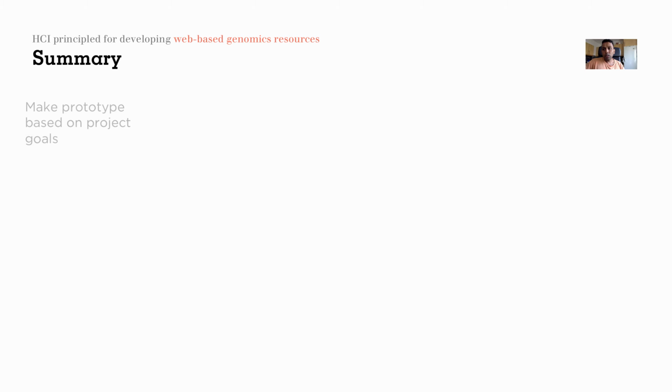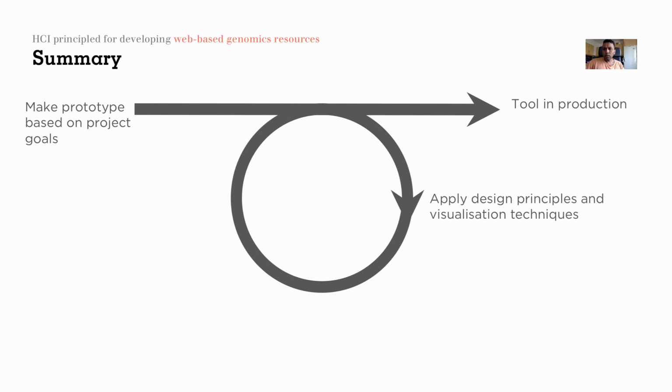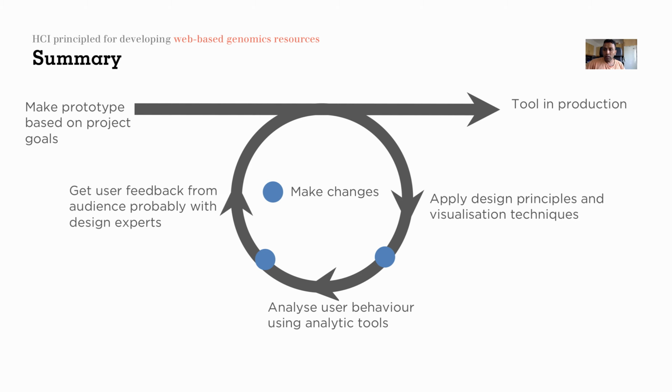As a summary, first start with the prototype. Our goal is to make the production version of the tool. Along the way, we follow these steps. First, apply the design principles and visualization techniques and make some changes. Then, analyze our tools or prototype with different analytics tools and make some changes, and then get feedback from design experts and again make some changes. If the real world users are happy, we make it the production version, otherwise we do this iteration one more time.